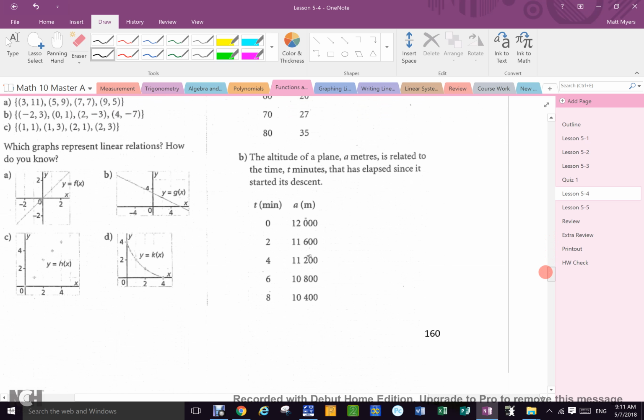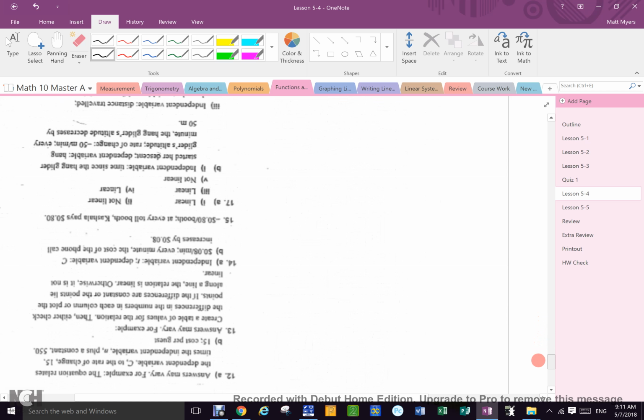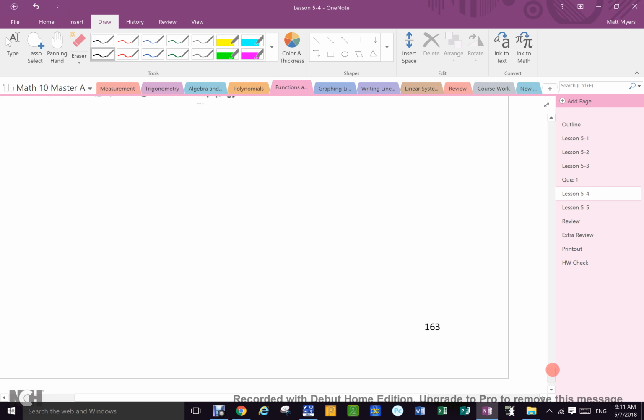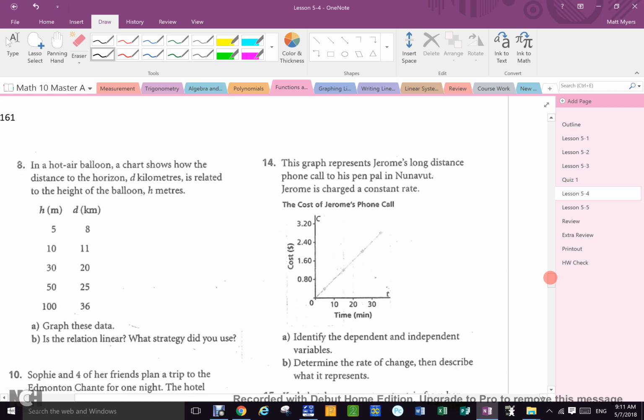Please notice this assignment looks gigantic. It goes all the way to page 163. But notice that it isn't that many questions because there's lots of pictures and there's lots of long paragraphs explaining the situation. It's not a lot of work.